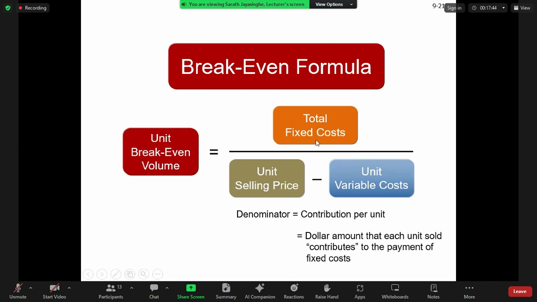So we have to incur this fixed cost. If you get the unit selling price minus unit variable cost, then you get the contribution. If you divide the fixed cost by that, you get the break-even point.